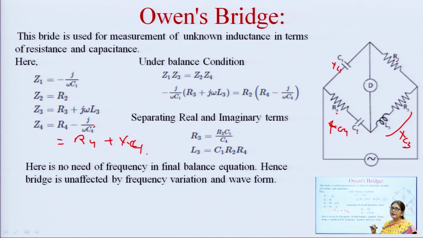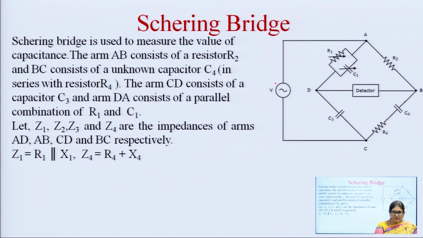So, by substituting the values of Z1, Z3, Z2, Z4 we will get this equation, and again here we can compare the real and imaginary terms. Comparing the real terms we will get R2 R3 is equal to R2 C1 by C4, and comparing the imaginary terms we will get L3 is equal to C1 R2 R4. Again this bridge has an advantage that there is no frequency component in the balance equation.